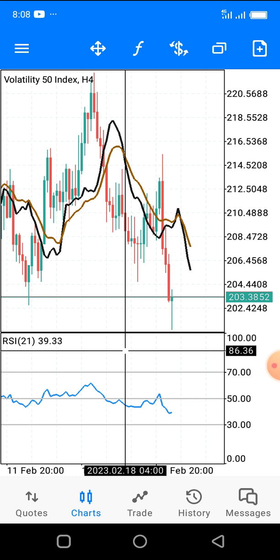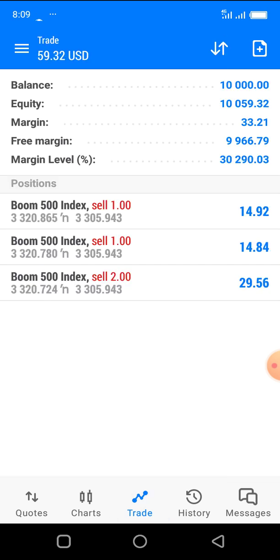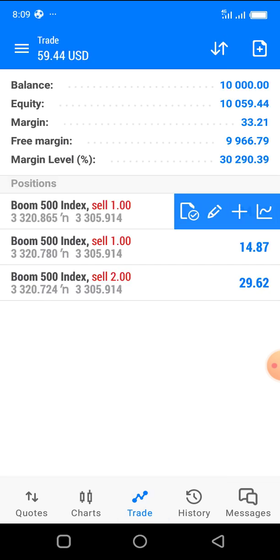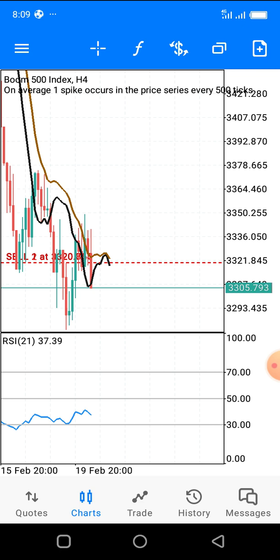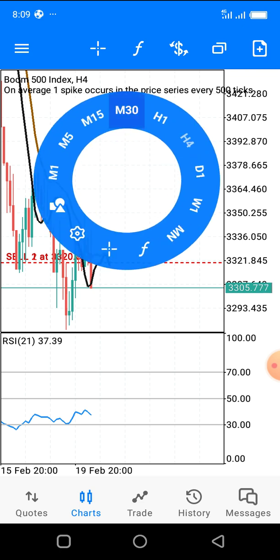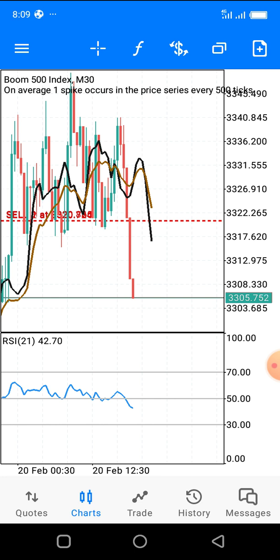Now, after doing this, you can see right now I'm on a trade, Boom 500 index. I just entered a few minutes ago with my strategy. This strategy works for all time frames. And how does it work?